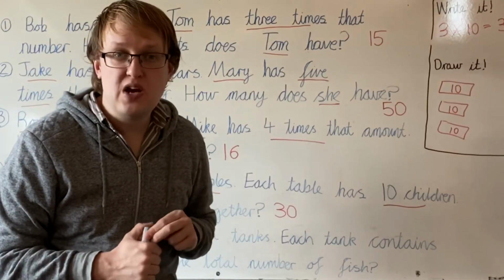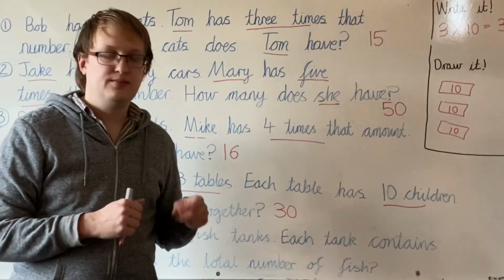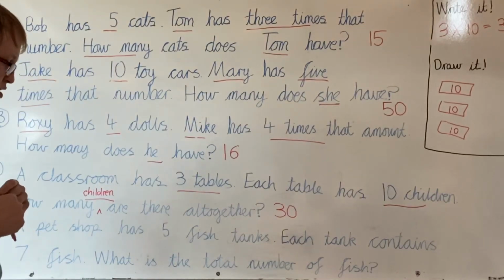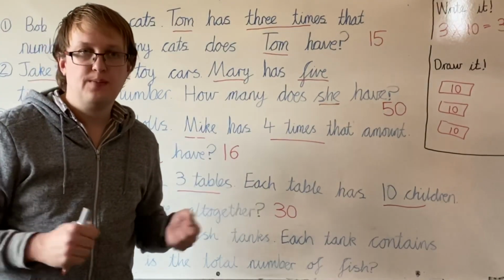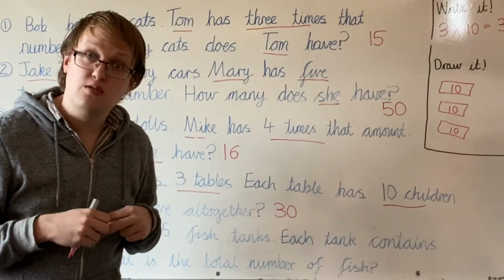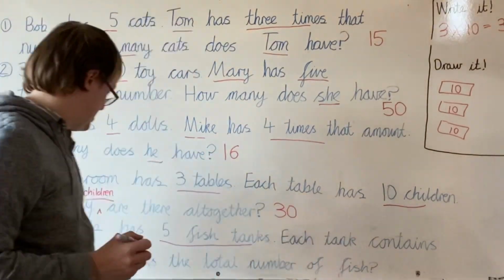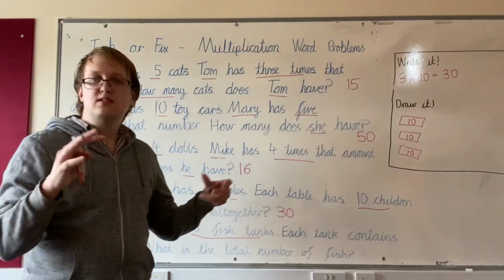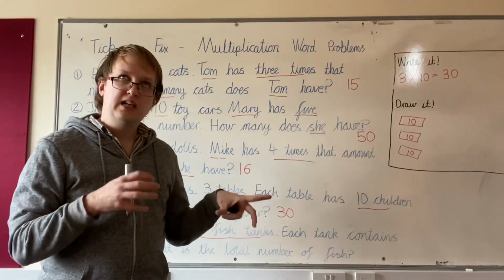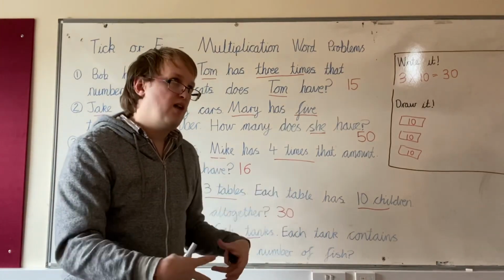The last question then, question 5. A pet shop has 5 fish tanks. Each tank contains 7 fish. What is the total number of fish? I'm going to extract the information that's important to solve the problem. So there are 5 tanks. Each tank has 7 fish. There are 5 groups of 7. There are 5 lots of 7.